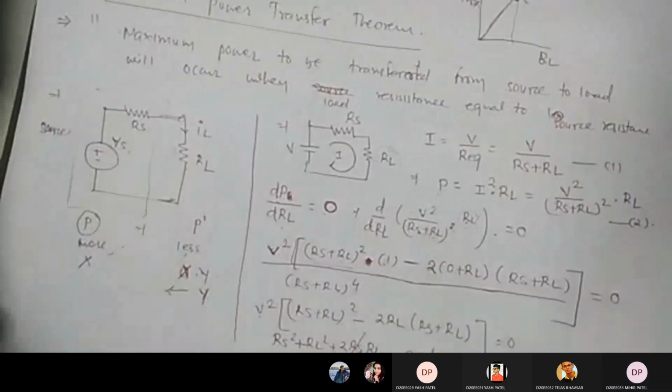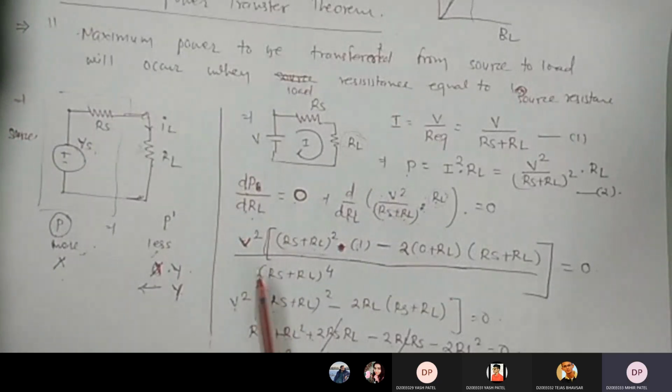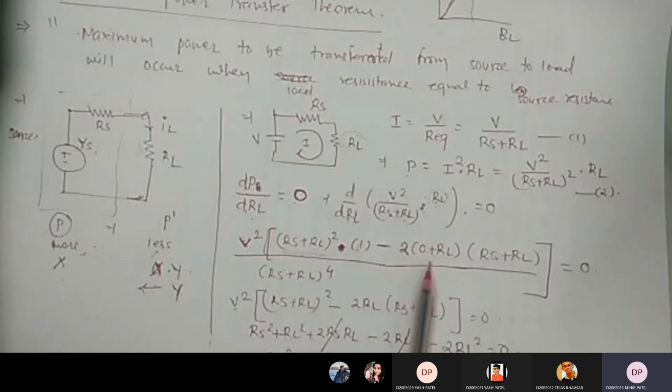Just one doubt. After we did the differentiation, there were two brackets, 0 plus RL. Then how did RS plus RL come in the last bracket? I didn't understand that.